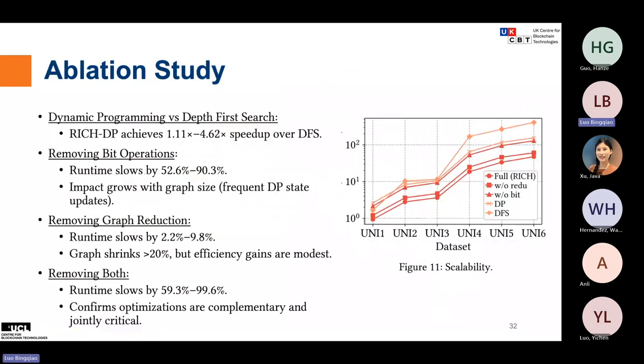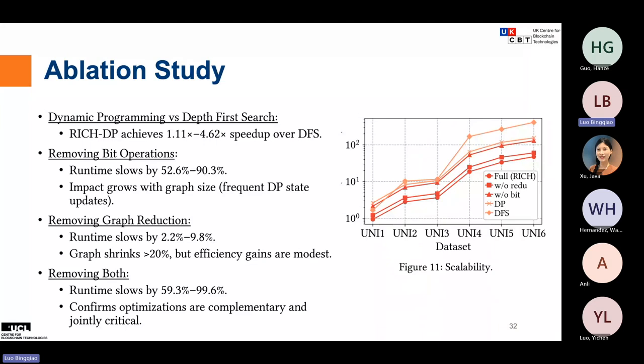After that, we did an ablation study to see whether each part of our components is working or not. The first thing we do is compare the algorithm with dynamic programming against DFS. We can see that Reach achieves about 1 to 4 times speedup over DFS. This is because it saves a lot of redundant subpath searching by using the dynamic programming table.